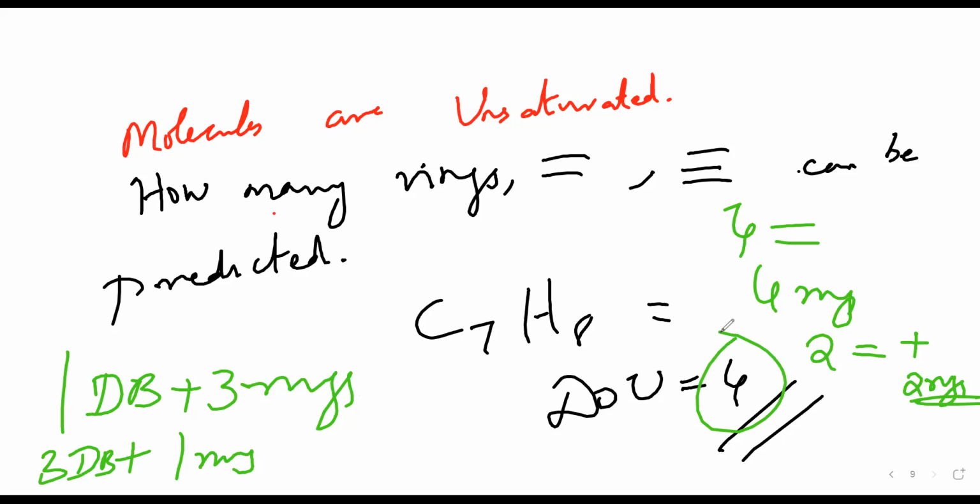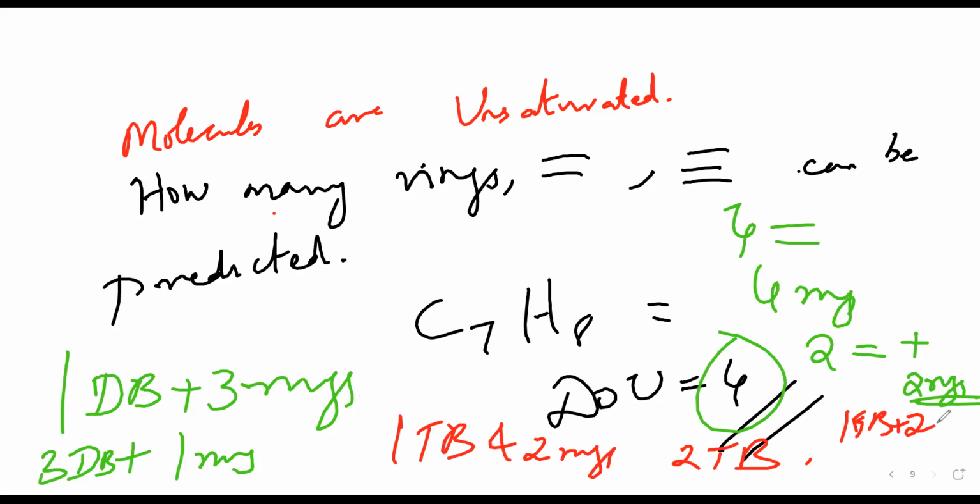Or else 1 triple bond and 2 rings. Or else simply 2 triple bonds I can get. Or else 1 triple bond and 2 double bonds.